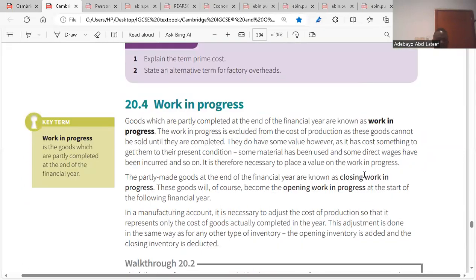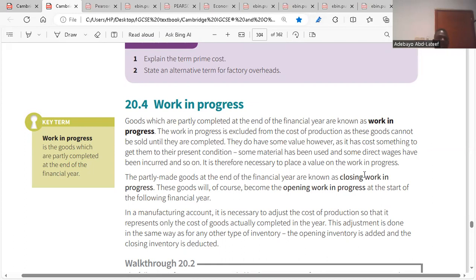Now we go to the work in progress. When we talk about work in progress, we're talking about goods that are about to be finished goods. They are still in the process to become finished goods. That's why we call them work in progress. Do you get it?